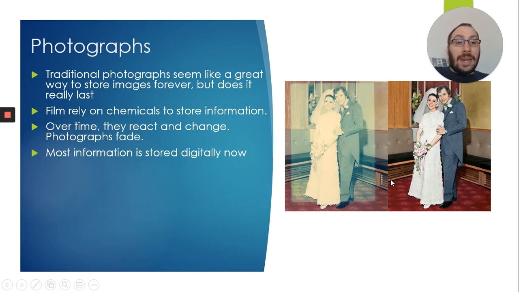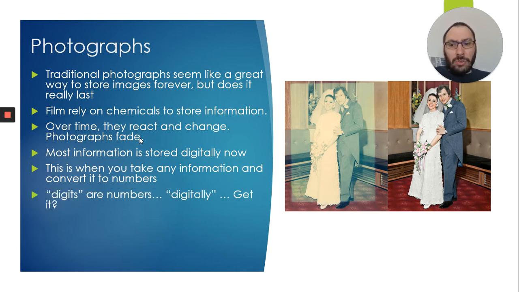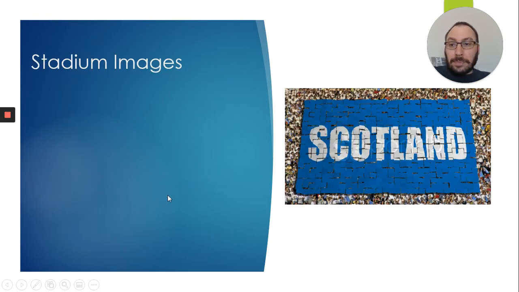Okay. Nowadays, most information is stored digitally, like on our cameras, our cell phones, things like that. Digital is when you take a bunch of information and convert it to numbers. It makes sense in the name, digitally, because digits are numbers. This is how a computer stores information and images. Anything that it stores, it stores as numbers.